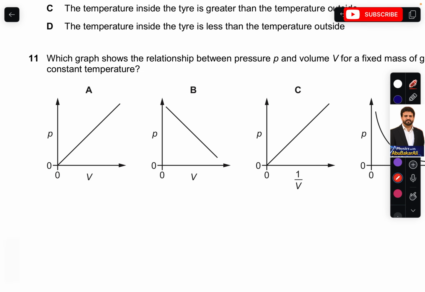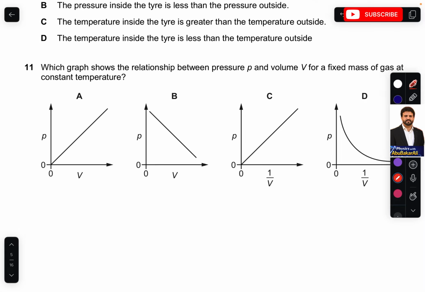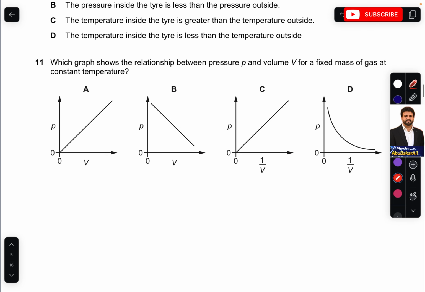Moving forward, question 11. Which graph shows the relationship between pressure P and the volume V for a fixed mass of gas? Pressure and volume have the inverse relation. If you increase the volume, the pressure will be decreased. Okay. But there is a trick. The graphs that they have plotted, these two are incorrect because this is showing a directly proportional graph. That is not correct.